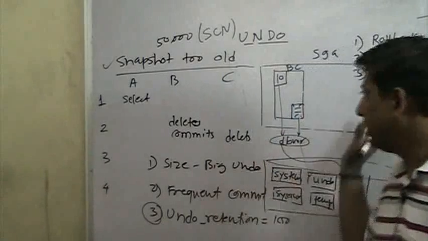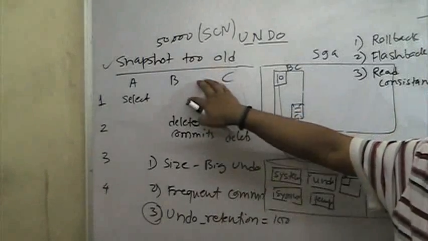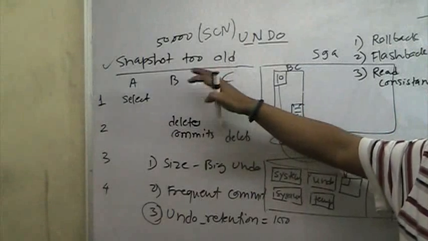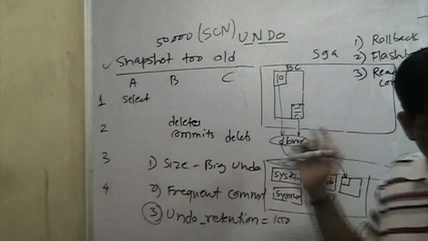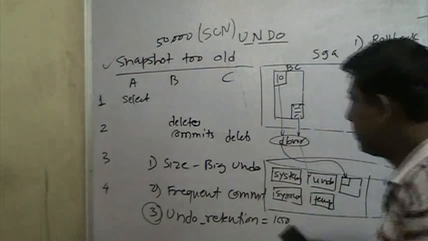So my whole point of this discussion was to make sure that we understand the snapshot too old error. Because once we understand that, we probably will understand most of the undo activities. So this is it, and then we'll come to the next topic now, next section.